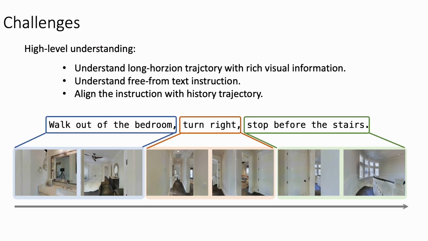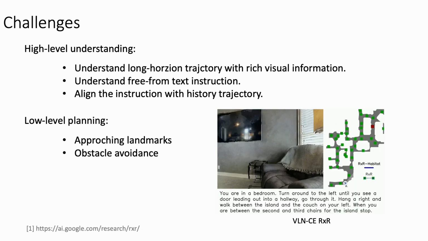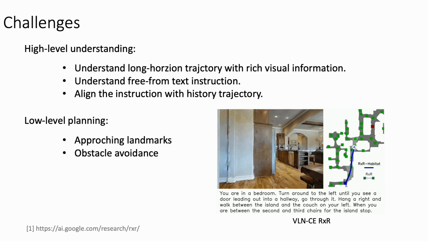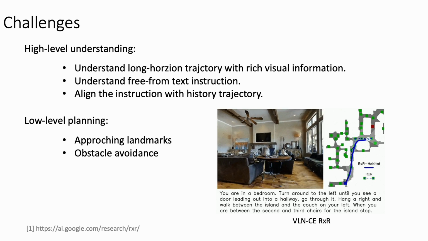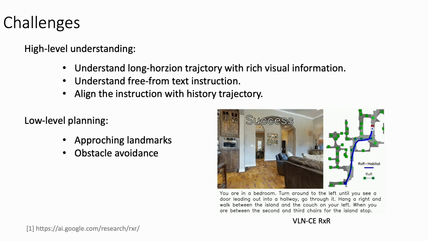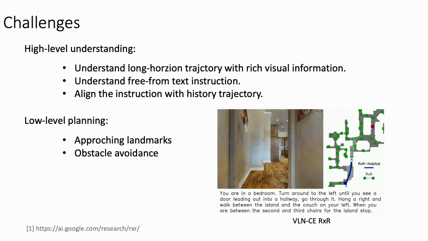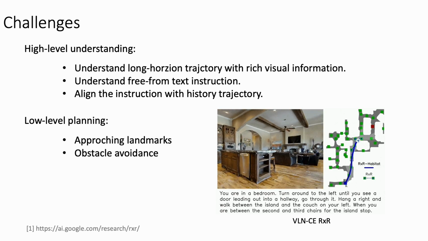The VLM task is extremely challenging. It first involves a high-level understanding process, requiring the model to comprehend the navigation history and natural language instructions. Additionally, it needs to align the navigation history with the textual instructions. In addition to this high-level understanding ability, the model also needs to master low-level planning skills. The model has to plan paths to approach target locations and avoid obstacles. Overall, the VLM task is highly challenging, involving both high-level understanding and low-level planning.